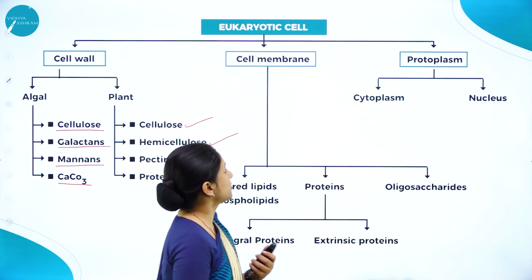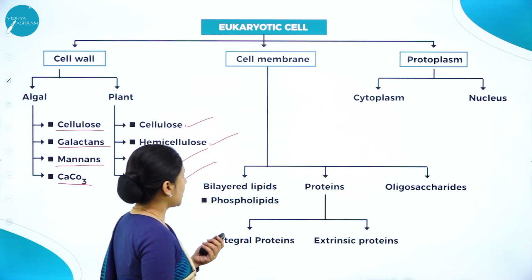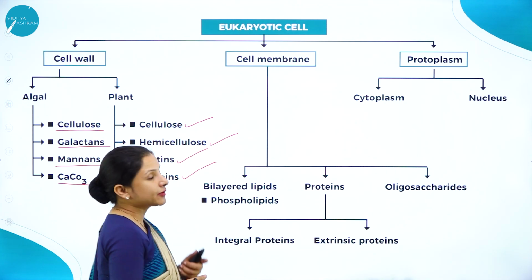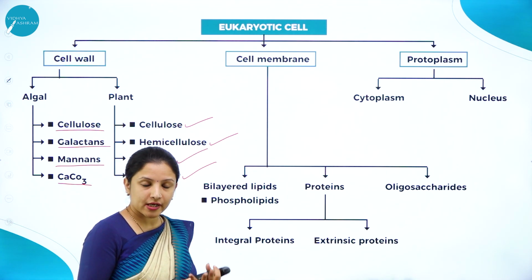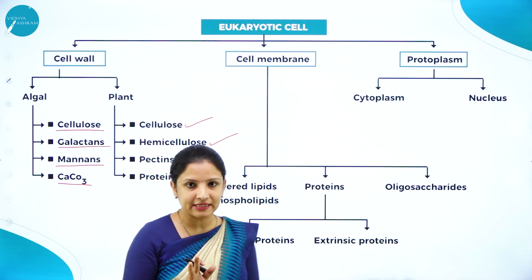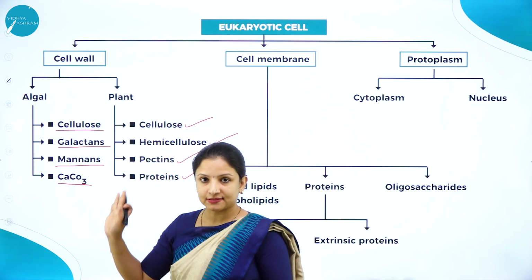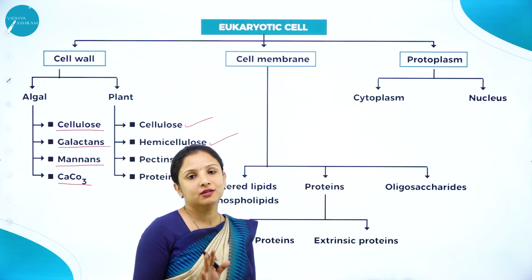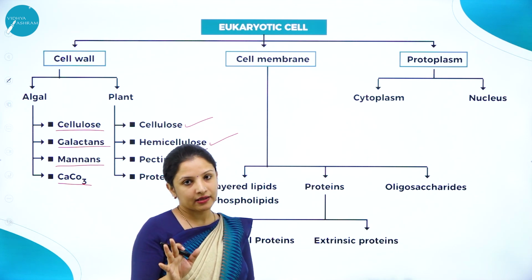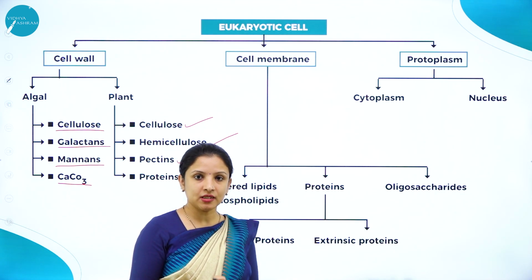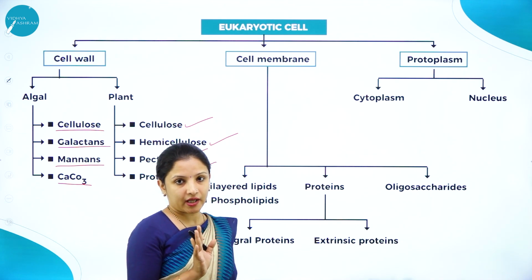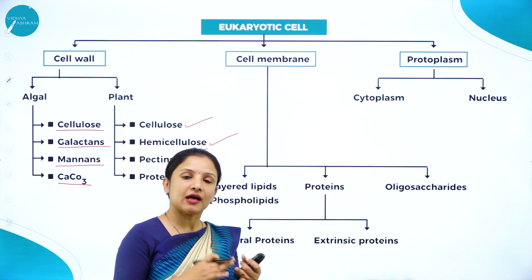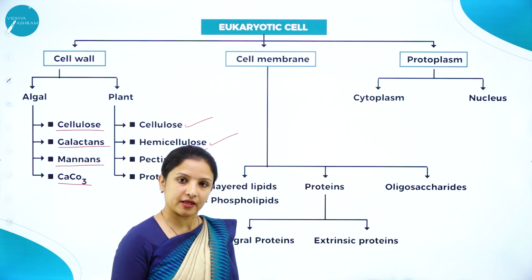Next, moving to cell membrane. Usually it is a bilayer. And cell wall is present only in plants. In eukaryotic organisms, cell wall is present only in plants, that is in algae as well as plants. But in animals, the cell wall is absent. So in plants and algae the cell wall is present, whereas the cell wall is absent in animals. So you have to remember this. But cell membrane is present in plants, algae, as well as in animals.